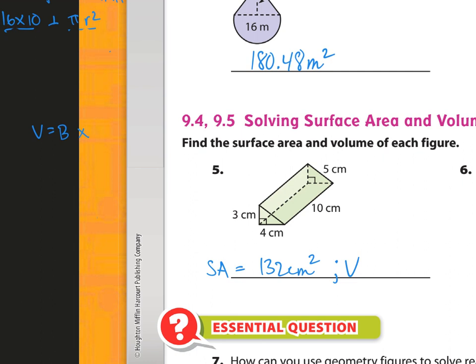So the base area is 3 times 4 divided by 2, because that's the triangle, and then the height is the prism height, which is this right here, which is 10. We don't need that 5 over there, so we just multiply that by 10. So this is 12 over 2 times 10, which is 6 times 10, which is 60. So it's going to be 60 centimeters cubed, or cubic centimeters.